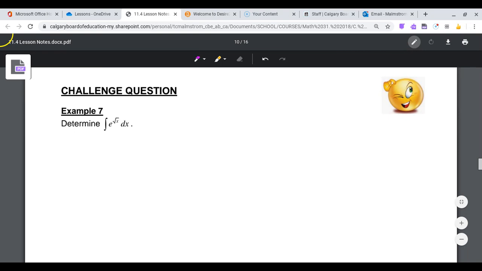Well, at first glance, this looks like it's not an integration by parts question at all. This actually looks like I would be better off to try substitution. So in fact, that's why this is a challenge question, because it actually requires us to do both rules to do this from what we know. So the first thing I'm going to do in this question is the substitution rule. Let's see what happens when I try this.